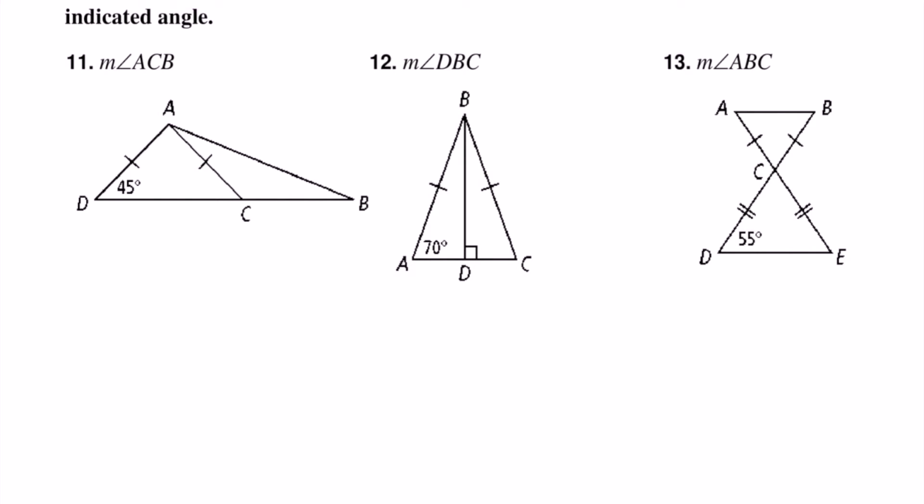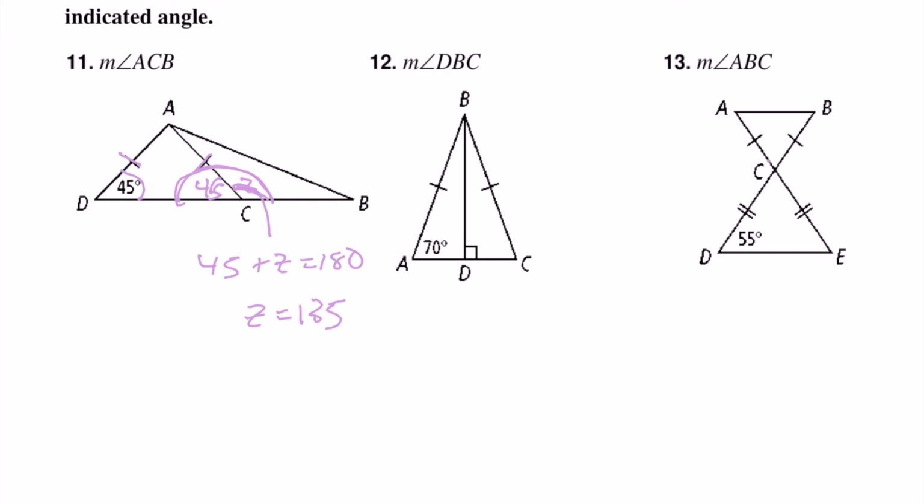Let's look at number 11. It says, find the measure of angle ACB. ACB is this angle. Well, we know this is isosceles, so since this angle is 45, this angle must be 45. These are a linear pair, so this angle, we'll call it z. 45 plus z equals 180. So z must equal 135.